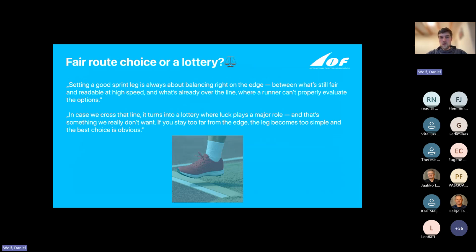Designing a good sprint leg is always about balancing right on the edge, I would say. It's the edge between what is still fair and readable at high speed and what's already over the line, where a runner can't properly evaluate all the options and it turns into a lottery where luck plays a major role, and that's something we really don't want. But if you stay too far from this edge, the leg becomes too simple and the best choice is always obvious. And if you cross it, the race is no longer fair. So to me, it is like hitting the perfect takeoff in a long jump. The course setter's goal must always be to get as close to that line as possible, but never cross it. And that's the adrenaline I love in sprint distance course planning.